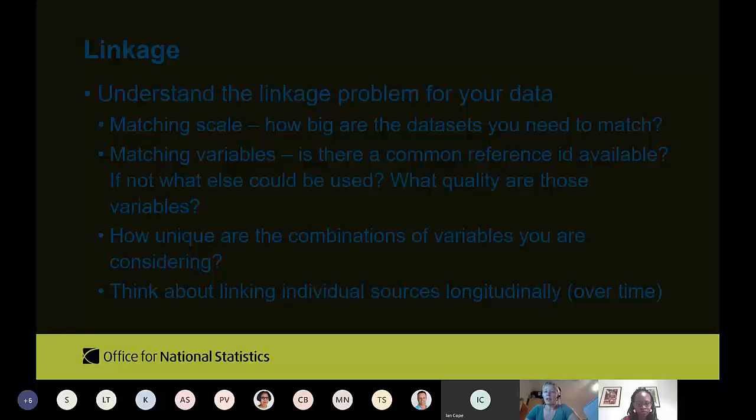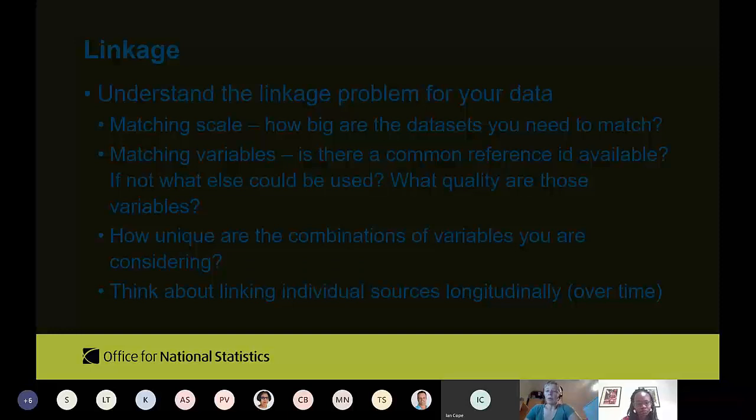Then really important for us, the matching variables. If we don't, as I said, have a common reference ID across all our data sets, so we had to think really hard about what variables we did have that we could use and what the limitations of those might be. And in a moment on the next slide, I'll show how we combined things to improve the linkage we could achieve.